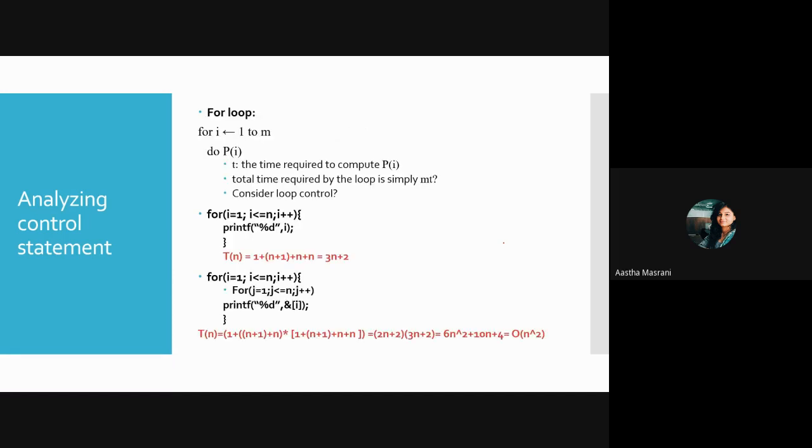Moving on to the next, that is analyzing the for loop. When it is a for loop and it is not nested, if we trace this, in this for loop i is equal to 1 for the first time, so the condition will be true. The cost of initialization will be 1. Then the comparison will be done n plus 1 times.